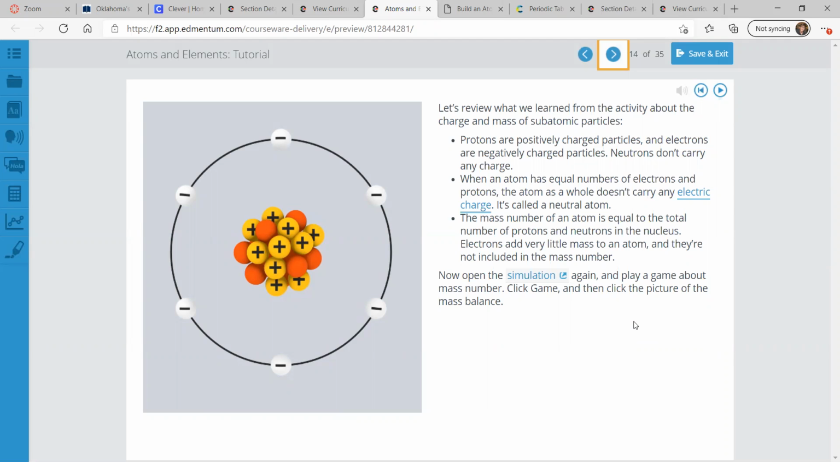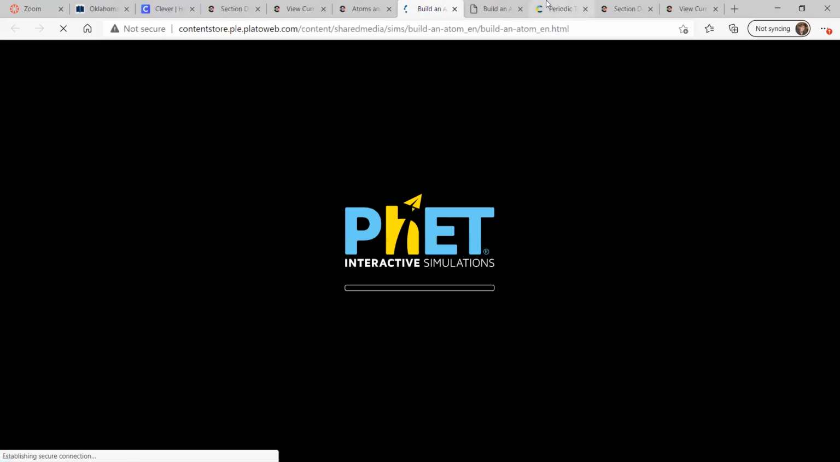The mass number of an atom is equal to the total number of protons and neutrons in the nucleus. Electrons add very little mass to an atom, and they're not included in the mass number. That is why we only count the protons and neutrons. So it says go back to the simulation again and play a game about mass number, click game, and then click the picture of the mass balance. So we'll do that.